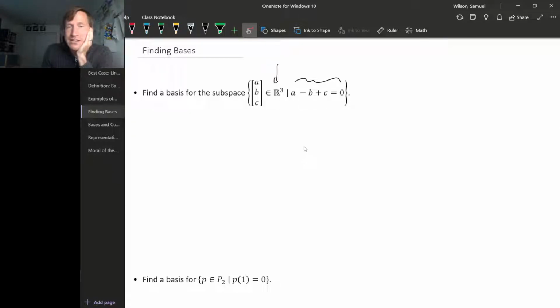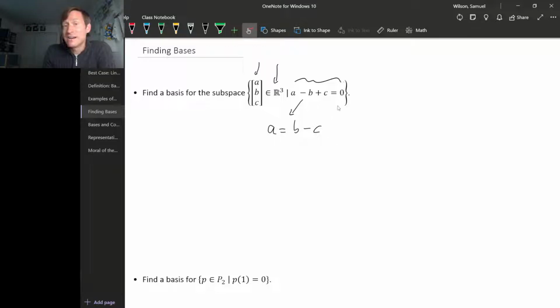So A minus B plus C equals 0. All right. Well, one way to do this is to get a better description of what all of these vectors are. So, right, there's this relationship between the entries of these vectors. What we can do is rearrange this relationship to tell us what A is. So A has to be B minus C.